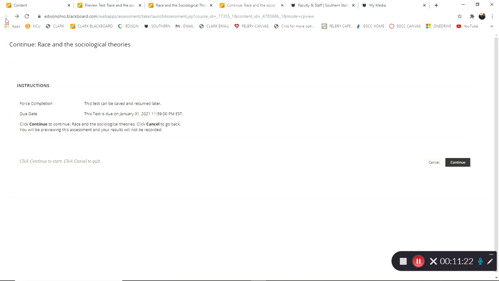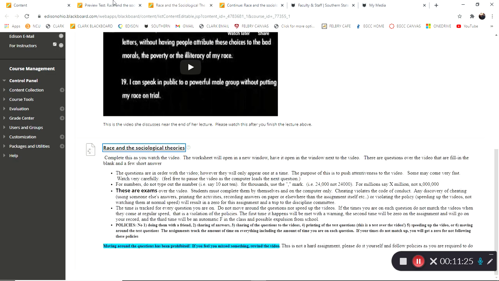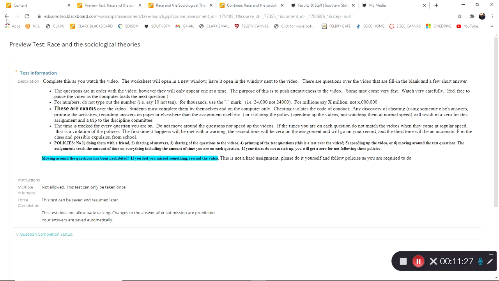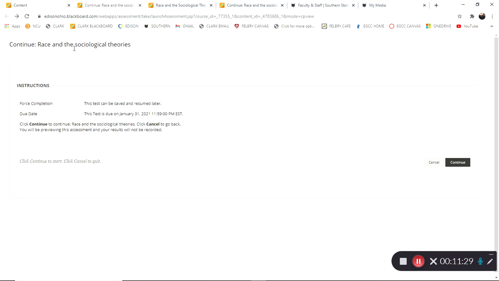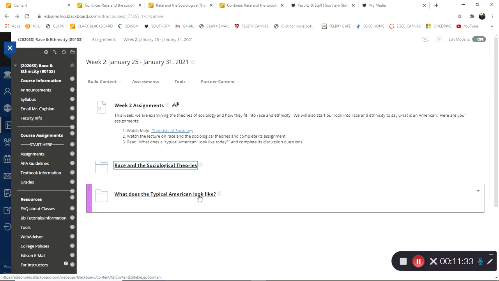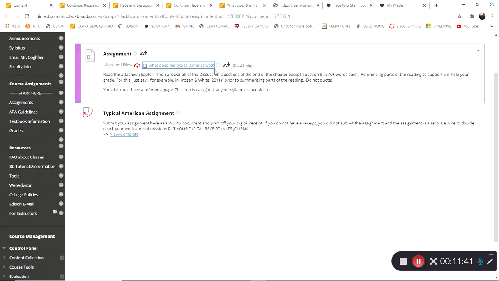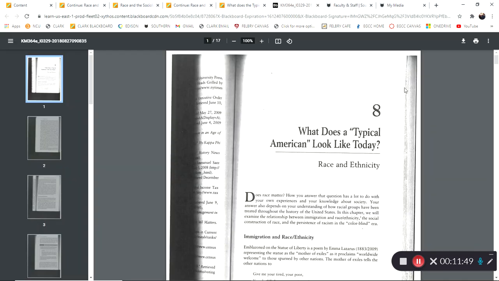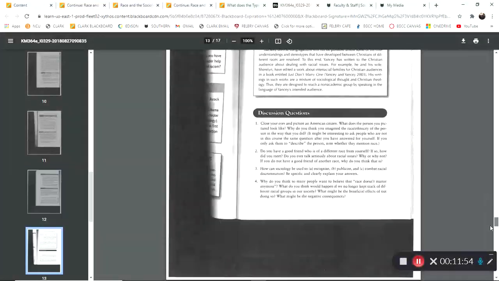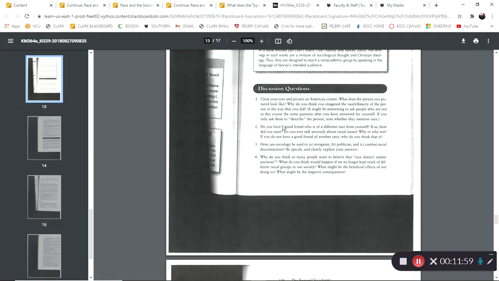And then the other assignment that you need to complete this week is called the Typical American assignment. You will open up this link here. For this assignment, you're going to open up this chapter on the Typical American. Okay, you're going to read the attached chapter. Then you're going to answer the discussion questions at the end of the chapter. To find the discussion questions, they're all the way down at the bottom. Yep, here we go, starting with the discussion questions right here.